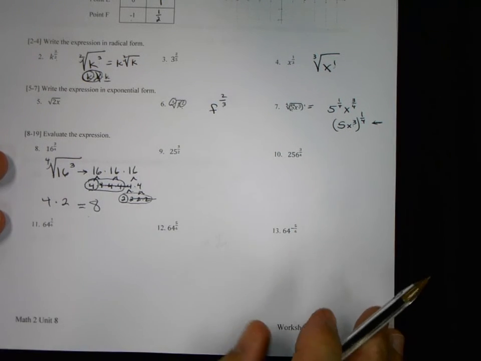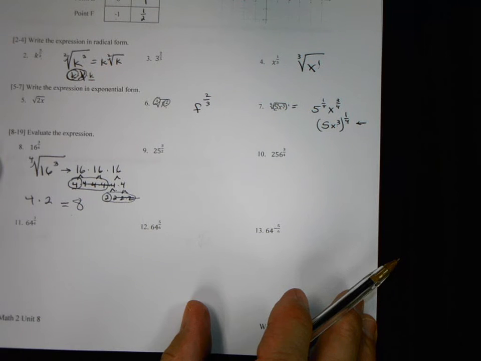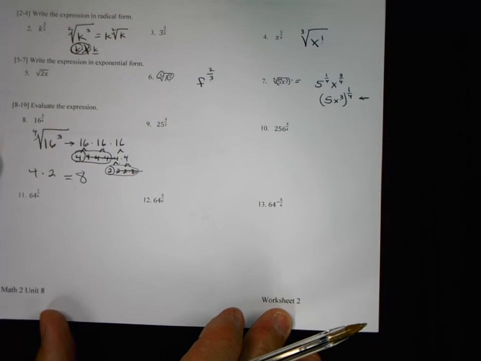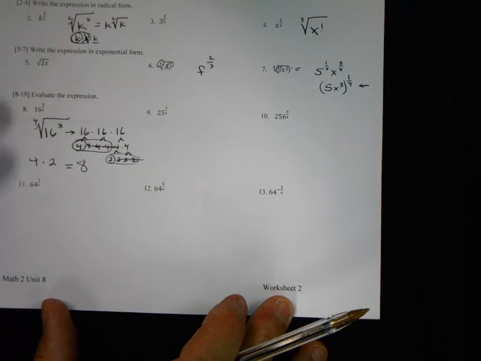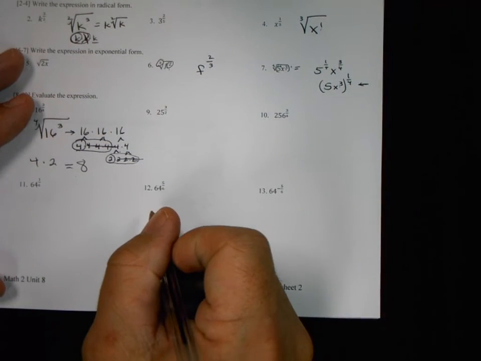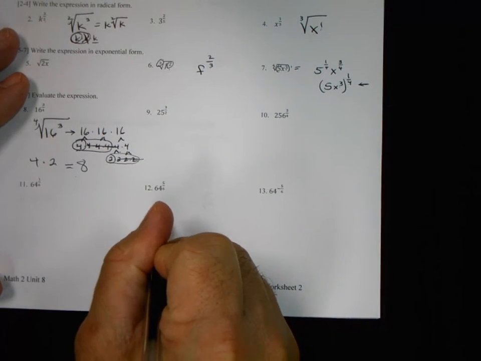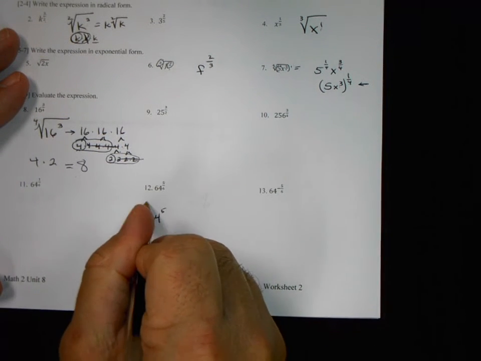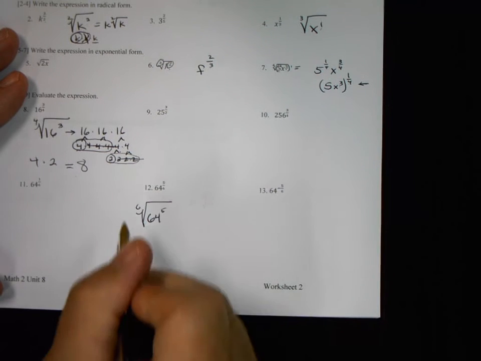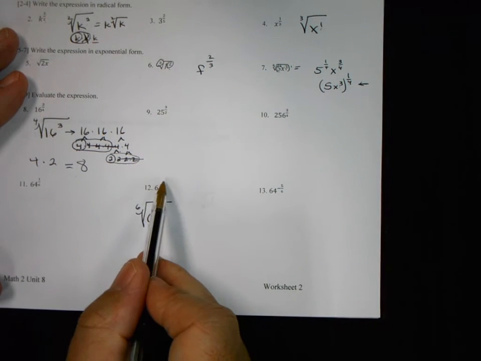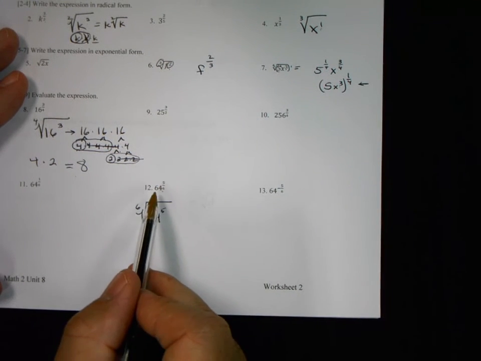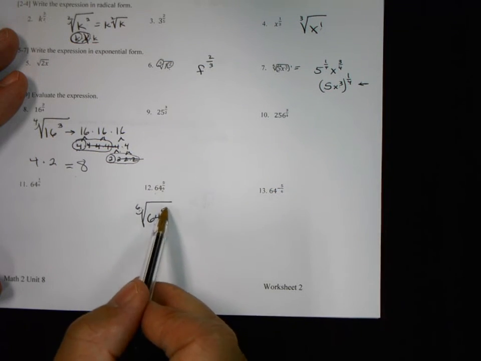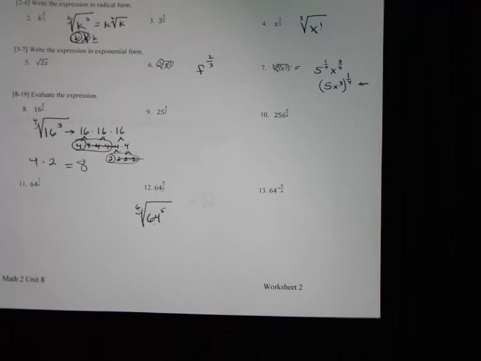All right. Let's go on down to number 12. Let's do number 12 and take a look at that one. So we have 64. I always write the number first. The numerator is the exponent, and the denominator is the root. So 64 to the 5/6 equals the 6th root of 64 to the 5th power.